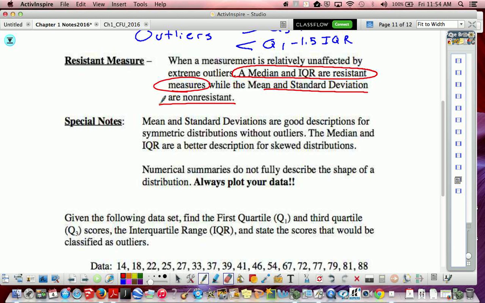So when we start to look at data, if something is symmetric, I will use the mean and standard deviation to describe the center and spread. However, if something is skewed or has a lot of outliers, depending on it, I might still use mean and standard deviation, but lots of times outliers will change the mean and standard deviation drastically, but it doesn't affect the median and interquartile range that much. Okay?